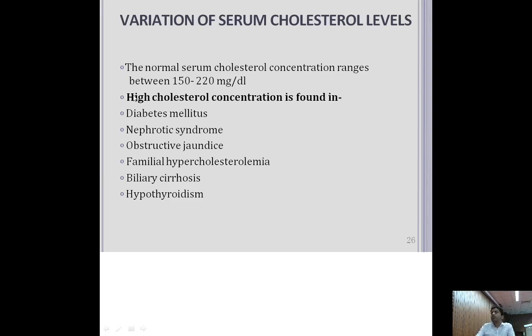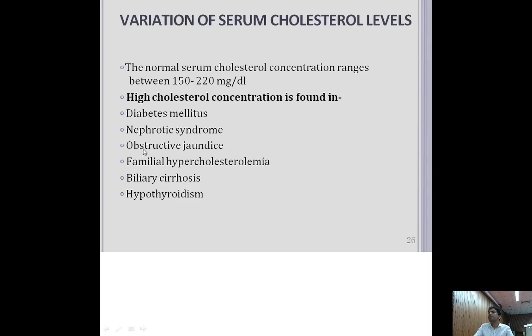Now, variation of cholesterol level in the body. We have to know it only in outline. Normal serum level is up to 200. Remember up to 200 only, not 220. Okay, 150 to 200. Normally up to 200. And high cholesterol is normally found in diabetic patients. Then nephrotic syndrome, then obstructive jaundice, then hypothyroidism. This you must have heard. Then familial hypercholesterolemia, which is basically because of genetic factors. So just know the few names of conditions when cholesterol level increases.